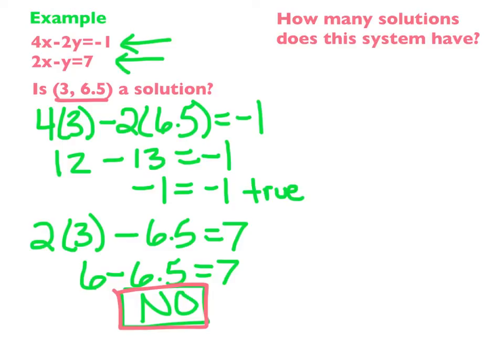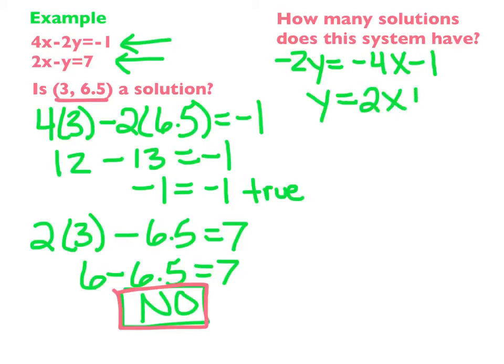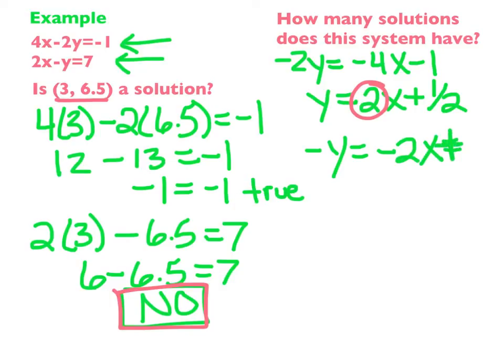I'm going to rearrange the first equation. Let's see, so we've got negative 2y equals negative 4x minus 1. y equals 2x plus 1/2. So the slope is 2. And then we take the other one. Negative y equals, I'm subtracting 2x from the other side, plus 7. y equals 2x minus 7. Okay, they have the same slope. It's either going to be none or it's going to be infinite.